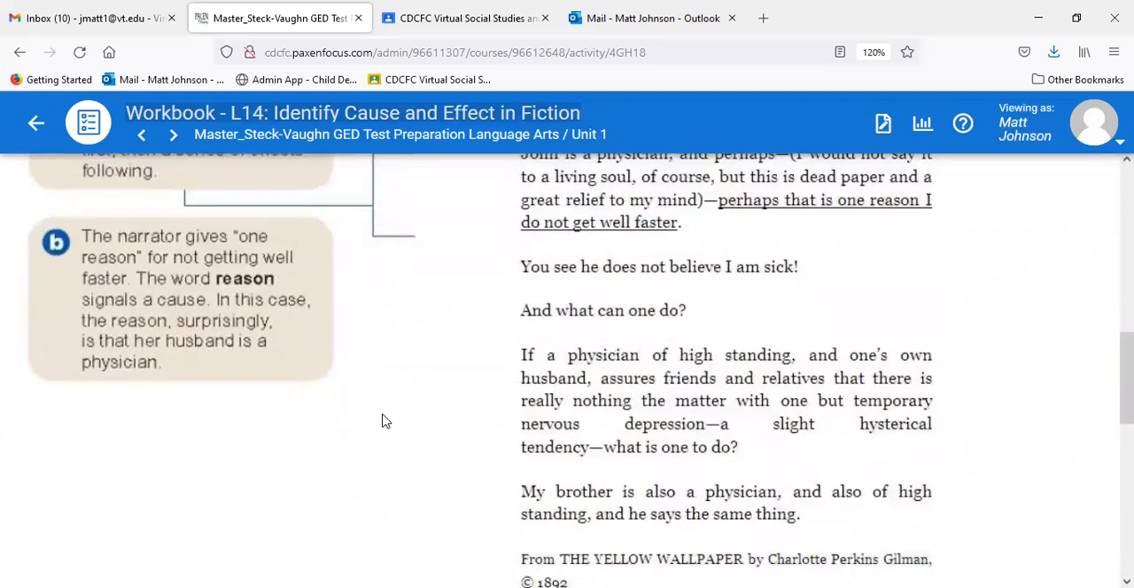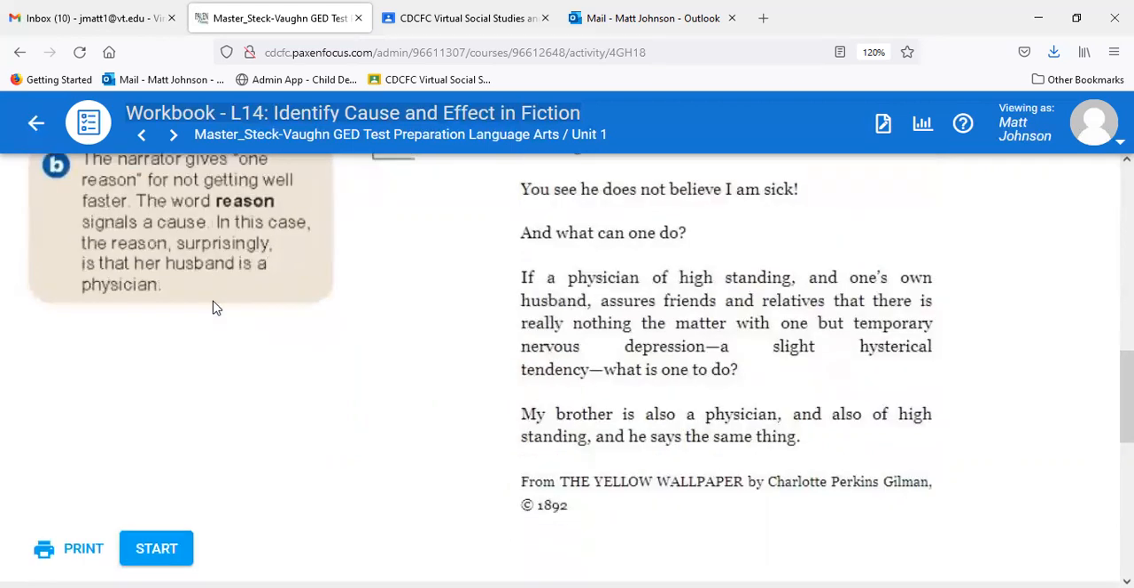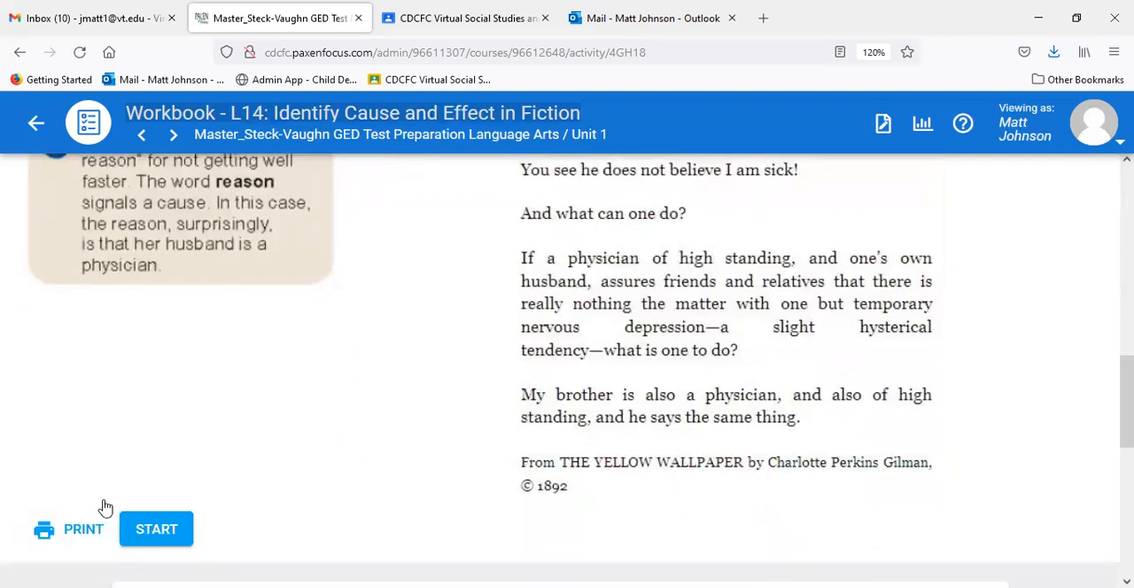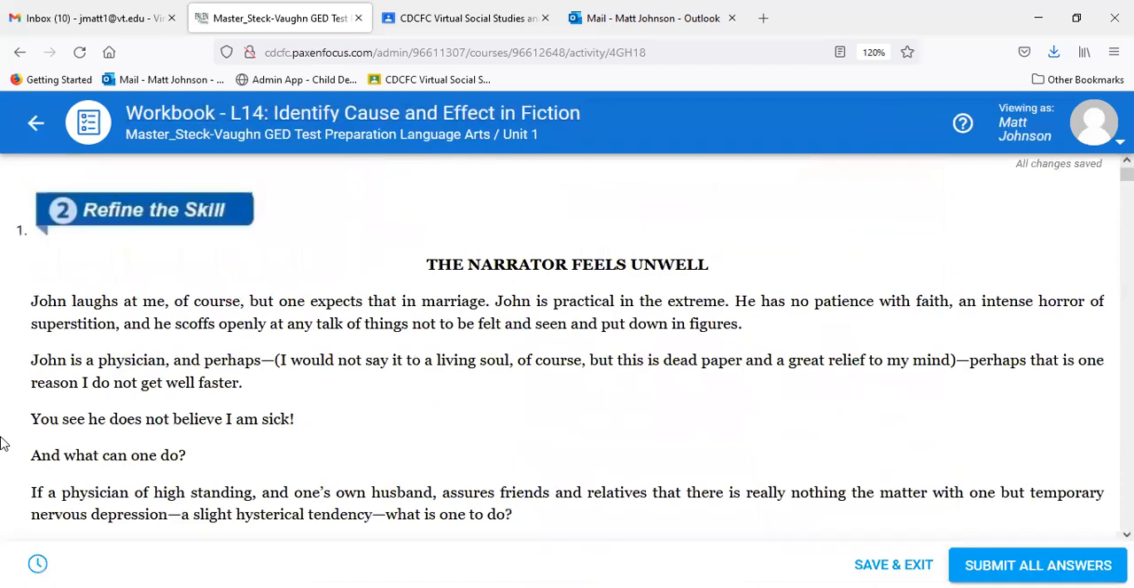And then secondly, the narrator gives one reason for not getting well faster. The word reason signals a cause, right? In this case, the reason, surprisingly, is that her husband is a physician. So another one of those signal words, right? If you're going to see something that's reason, that's a cause. That's a synonym for cause. All right, we'll start up our quiz here, or I'm sorry, our workbook.